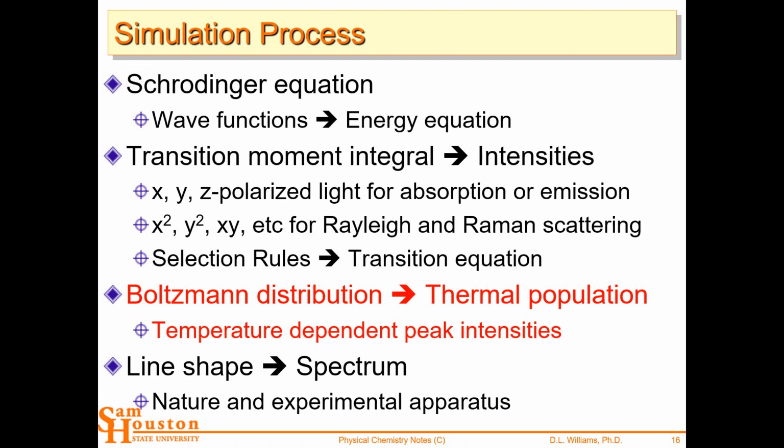And so then we do the Boltzmann distribution. So this is the thermal population of those levels. This is where the temperature dependence of the spectrum comes in. So if I have a high temperature, with lots of excitation thermally, and so then we can have the 5 to 6 transition. Whereas if it's cold, we only get the fundamental, which is the 1 to 2 transition.